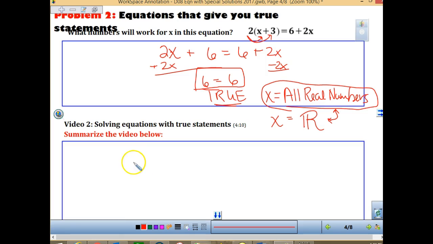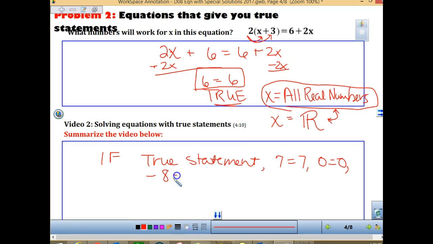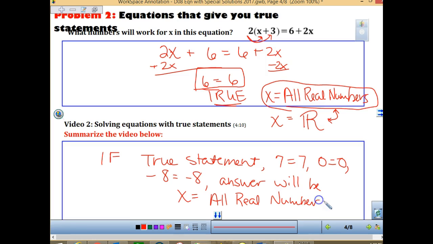So here's what the video says. If you have a true statement, write this down with me at the same time so I don't have to wait, Hunter, till later. If you have a true statement, meaning 7 equals 7, 0 equals 0, -8 equals -8, our answer to the problem will be x equals all real numbers. You must show me that you got one of these solutions, though, okay?